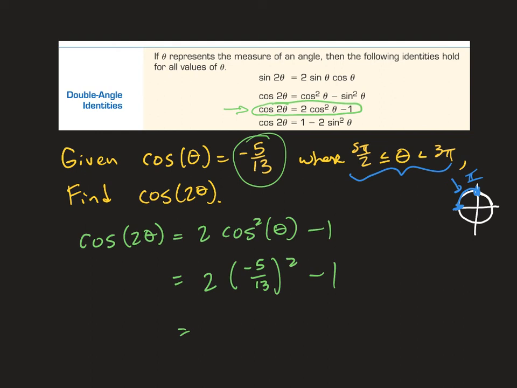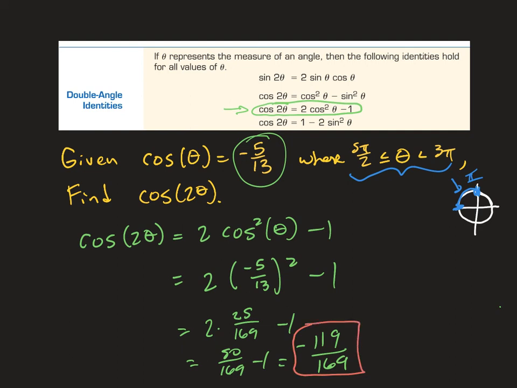And so I multiply this out, and I get 2 times 25 over 13 squared, which is 169, minus 1. That's going to be 50 over 169 minus 1. When you do that subtraction, that is negative, oh goodness, 119 over 169. And that is the cosine value for 2 theta, this guy right here. Negative 119 over 169.